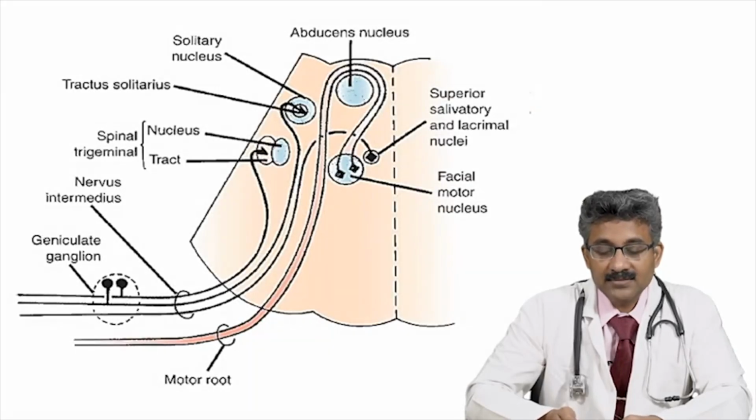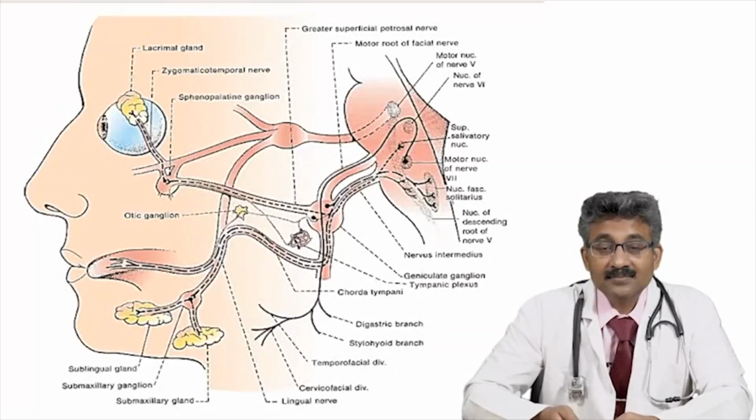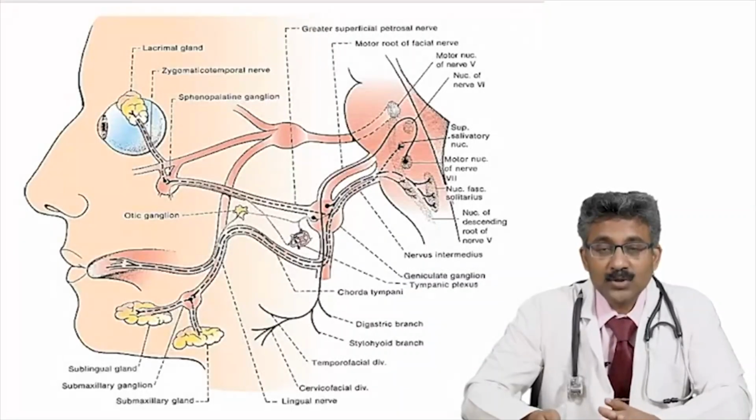Then again I'll go back and tell the course of the facial nerve. See here in this diagram of the course of the facial nerve you can see the 3 components mainly. See this unbroken line. This unbroken line is from the motor nucleus of the 7th nerve, the facial nerve. This unbroken line winds around the nucleus of the 6th nerve. See here, the motor root winds around the nucleus of the 6th nerve.